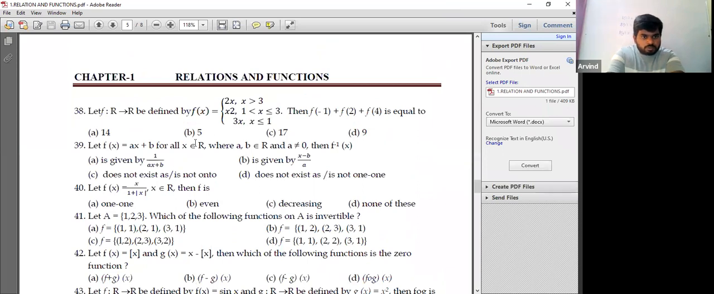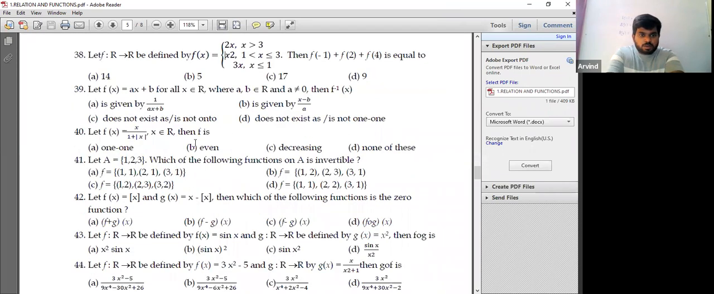Let's go to the 40th one. Let f of x equal x by 1 plus absolute x, or modulus x. Then f is one-one, even, decreasing, none of these. Check whether it is one-one.